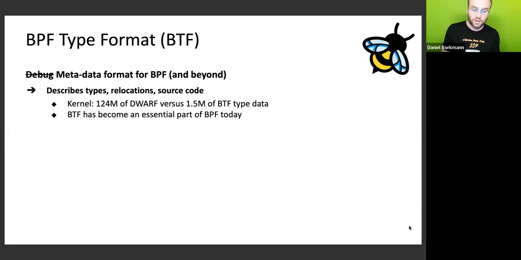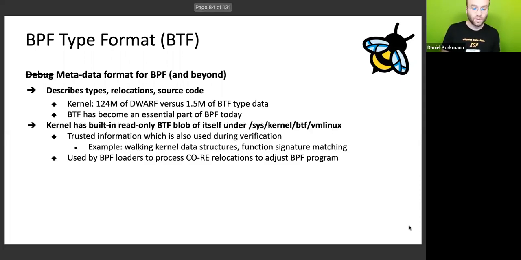BTF in general has become an essential part of BPF today. The kernel comes with a built-in BTF blob of itself, which is baked into the kernel at build time. When you run the kernel, this BTF blob is exposed under sysfs. It's trusted information because it has been built into the kernel. Nobody can change it. It's read-only. And it can be used during verification, so it can really help the verifier come to a certain conclusion. For example, when you walk data structures in the area of tracing, or when you need to match function signatures, BTF is a big help because it describes those.